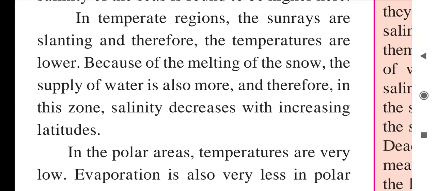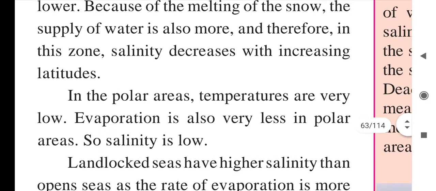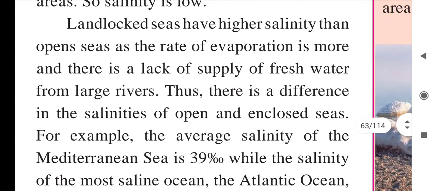In the polar areas, temperatures are very low, evaporation is also very less in the polar region, so salinity is low. Landlocked seas have higher salinity than open seas, as the rate of evaporation is more there and there is a lack of supply of fresh water from large rivers. Thus there is a difference in the salinity of open and enclosed seas.